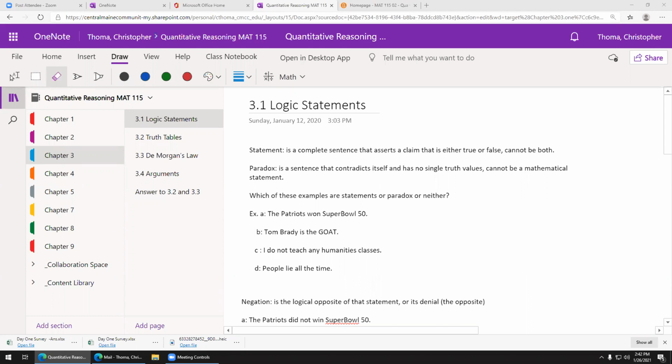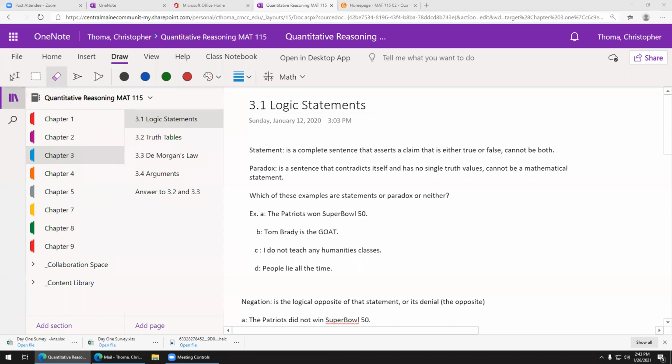So a statement is a complete sentence that asserts a claim that is either true or false, cannot be both, right? So a statement does not always have to be true. It has to fall into one or the other. It is either fully true or fully false. It cannot be both. And what makes something not a statement is almost an opinion. So you have to ask yourself, is it an opinion or not, right?